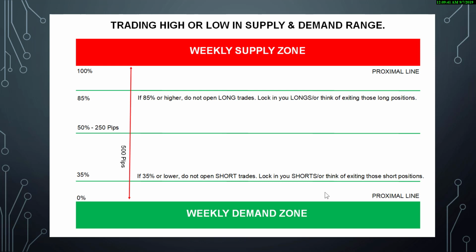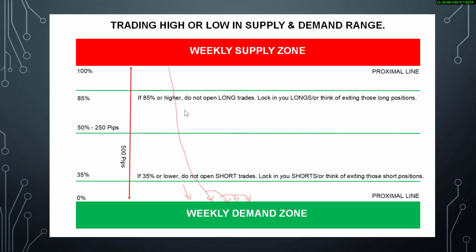Now, if say price is almost 480 pips away from the supply zone, then you still want to be selling. No, that's not right. That is very risky. That's why most people lose. That's why retail traders don't make money.